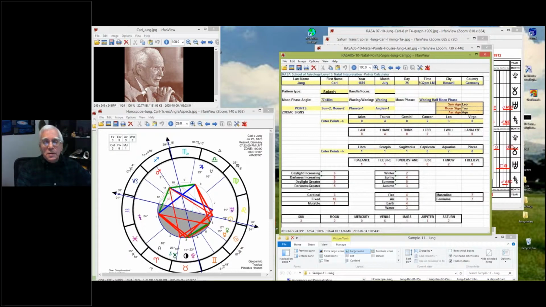You have daylight is greater 9, darkness is greater 9. So there's still an intensity to do his own thing. I'm me. This is how I am. This is what I'm going to be. This is Leo, but it's also with the other planets.